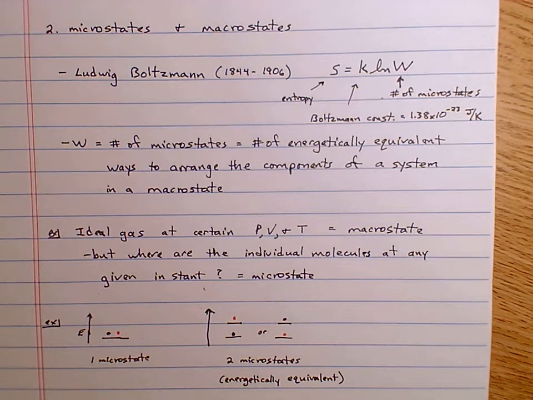All right, let's look at this situation. What if we had a container that had a barrier here and we had, say, 4 molecules of gas on this side? Well, there's only one way you can arrange that. All 4 molecules on this side.